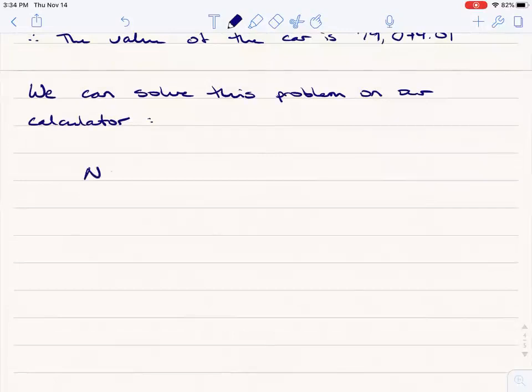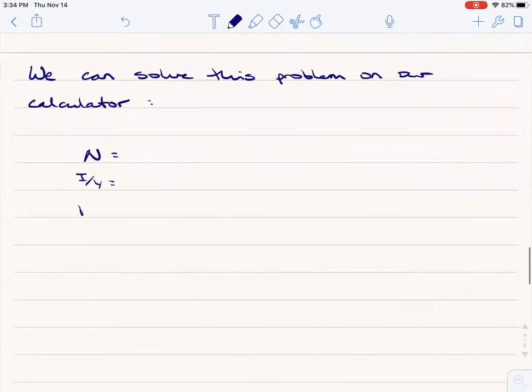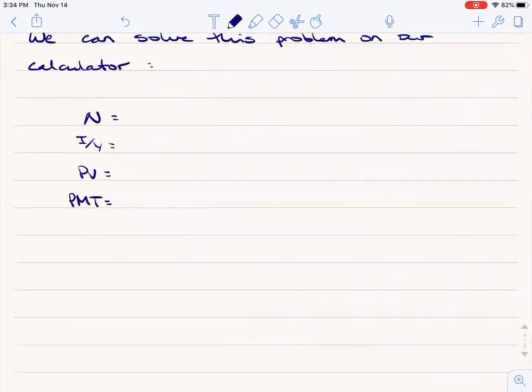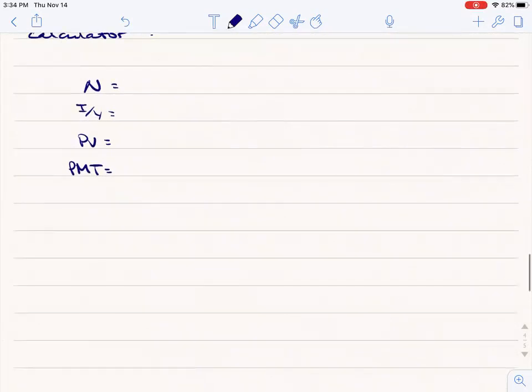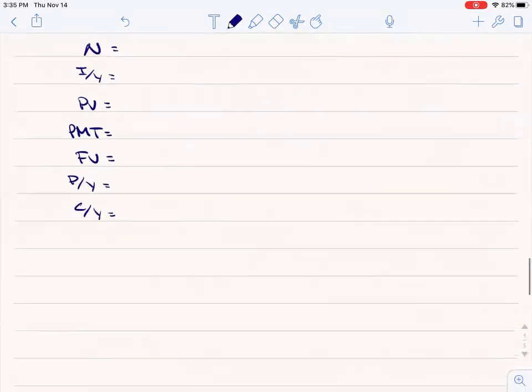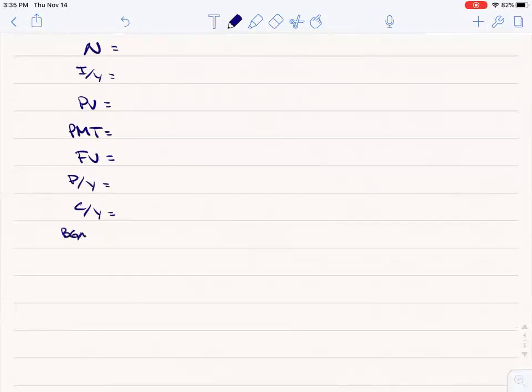We need to have N, the interest per year, the present value, PMT, and I kind of do have these memorized, but I'm just listing them from left to right from your calculator, so that's the order that I want to see. So PMT, future value, and then going into the second menu for the payments per year, the compoundings per year, and beginning or end.